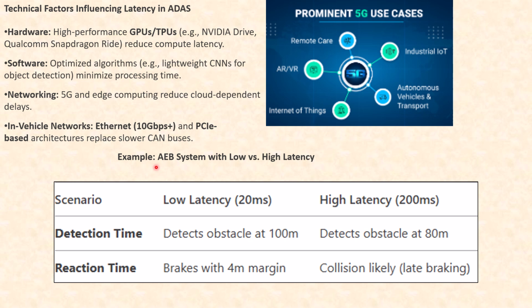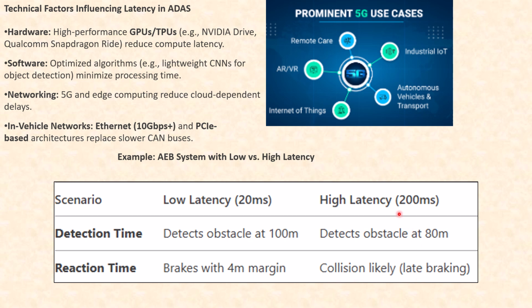Now, let's see one simple example: an AEB system with low versus high latency. We will see the scenario of low latency and high latency. Okay, when it comes to low latency, it can detect the obstacle at 100 meters. But when it comes to high latency, it can detect the obstacle at 80 meters. So naturally, the farther away you can detect, the better it is. And when it comes to reaction time, it brakes with a 4-meter margin, and in the high latency situation a collision is likely.